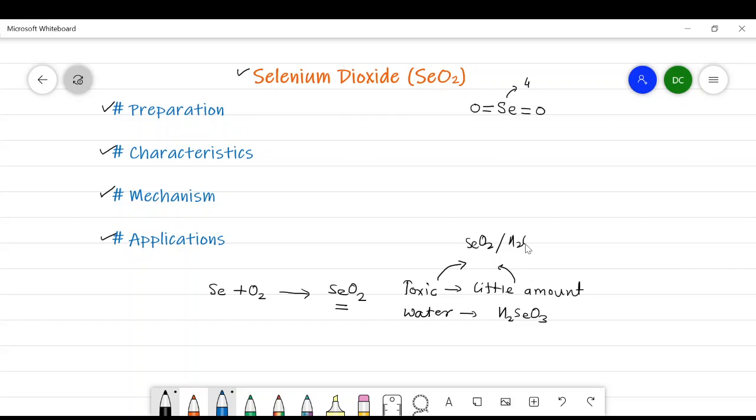So that will cause the conversion of SeOH into SeO2. After the reaction, this SeO2 is converted into SeOH twice, and this SeOH twice is further converted into SeO2 by a peroxide. Then we will see the characteristics of this selenium dioxide.